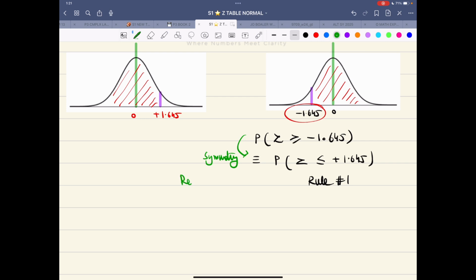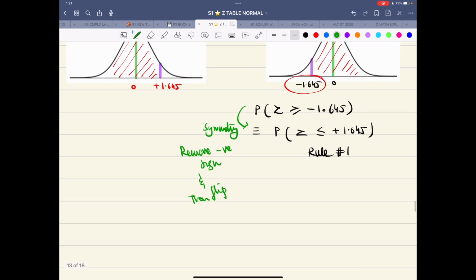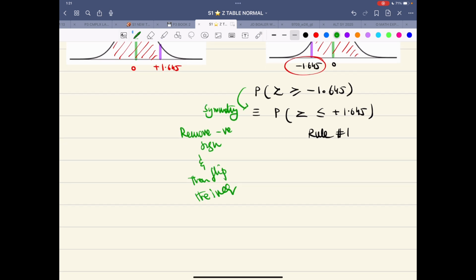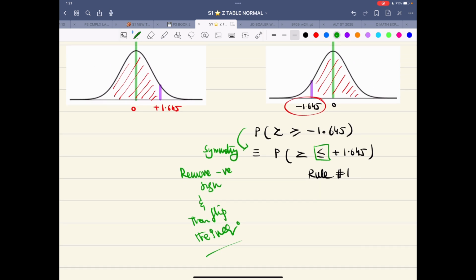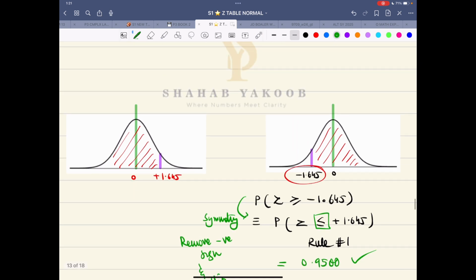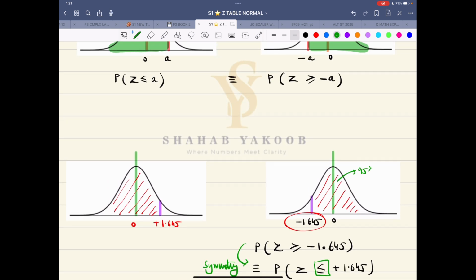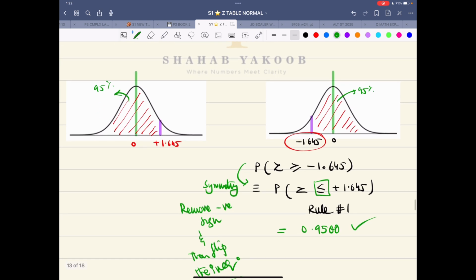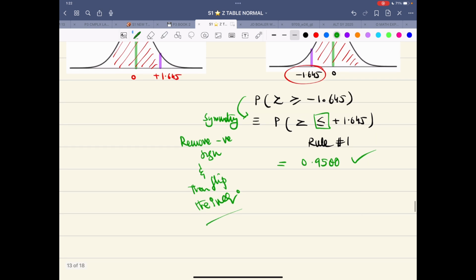That is, remove the negative sign and then flip the inequality. That is the shortcut. So z is lesser than or equal to 1.645, which comes out to be 0.9500. That is the answer. So this is 95%, this is 95%. As such, you don't need to draw the diagram, as long as you have understood the concept from the diagram, that is what I emphasize. That is what you see on Mathematics with Shahab Yaqub.